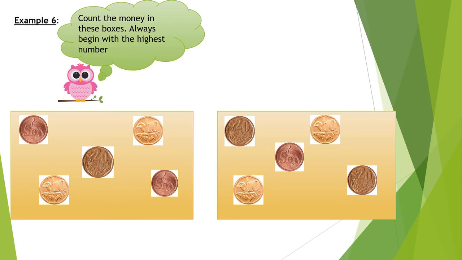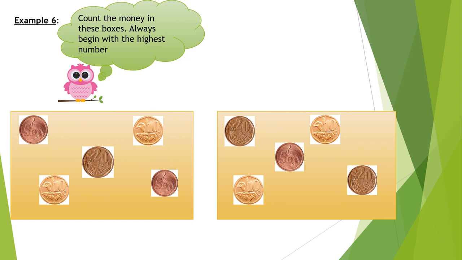Example 6. Count the money in these boxes. Always begin with the highest number. In the first box, you can see a 5 cent, 10 cent, 20 cent, 10 cent, and 5 cent coin. The highest coin is a 20 cent. Then we have 2 10 cent coins and 2 5 cent coins. 20 plus 10 gives you 30, 30 plus 10 gives you 40, 40 plus 5 is 45, and 45 plus 5 will give you 50 cents.